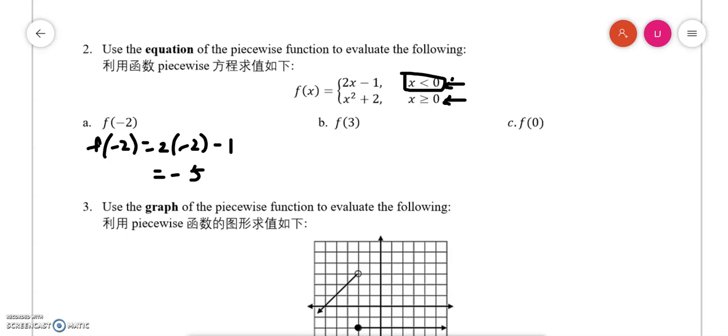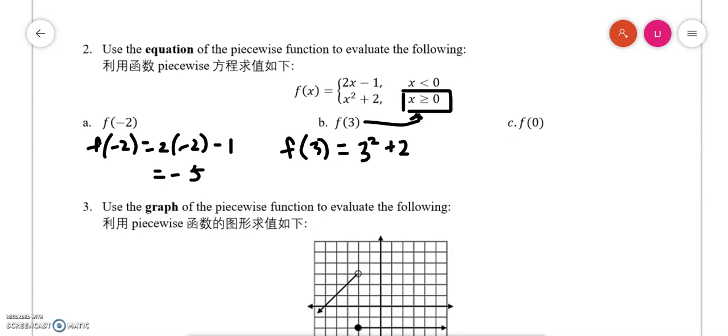All right, 2b. Now we have f of 3. Let me erase these. So now, should we be using the top part of this piecewise or the bottom part of this piecewise? For this, we'll be using the bottom part of this piecewise because 3 is when x is greater than or equal to 0. That's where 3 fits in. So f of 3, we're going to use x squared plus 2, so that's 3 squared plus 2, and that is equal to 11.